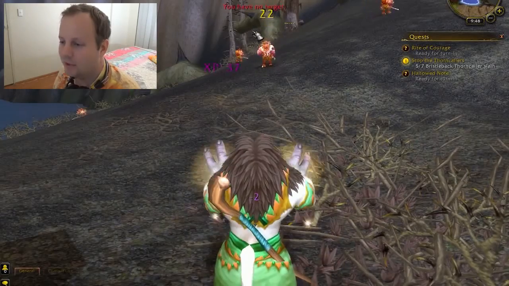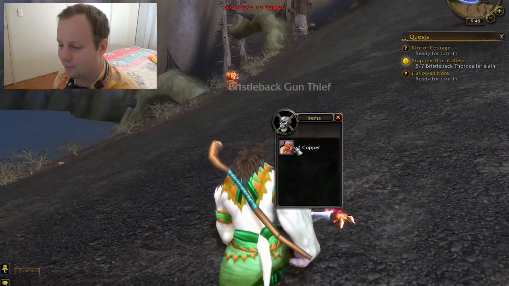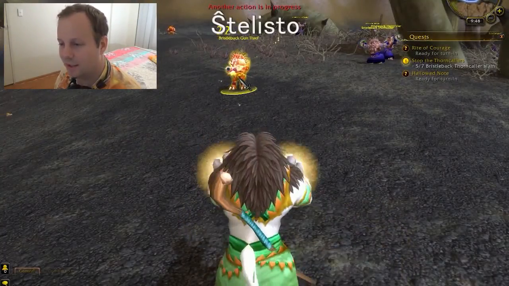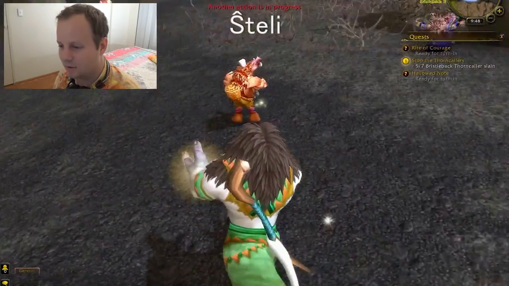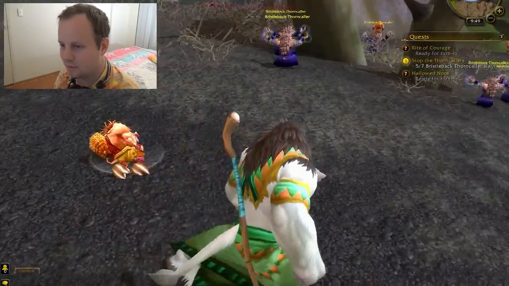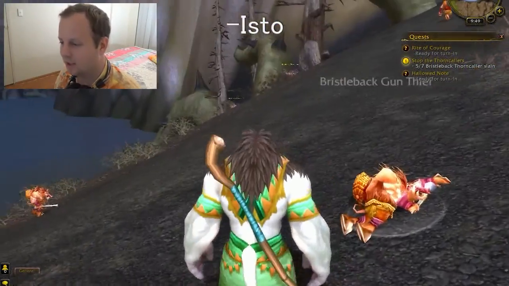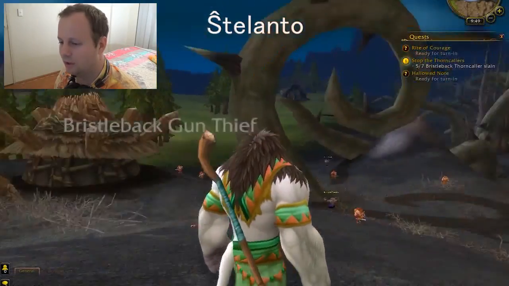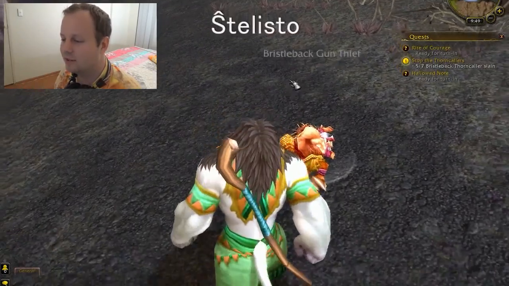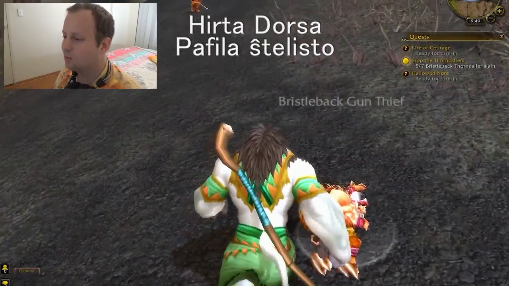So now we have Hirita Dorisa Pafila, and then we have thief. So yeah, thief is stelisto. Okay, so you have steal, which is steli. Okay, let me just pick this up. And isto means like a profession. I won't get into that right now, that would just confuse the hell out of you. So yeah, it's the stelisto. So Hirita Dorisa Pafila Stelisto. That's really long.